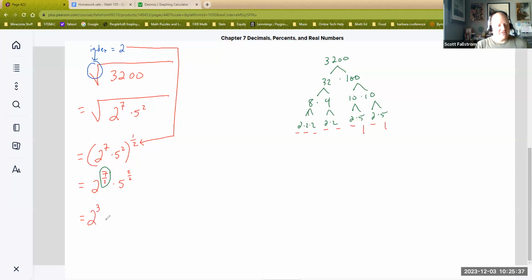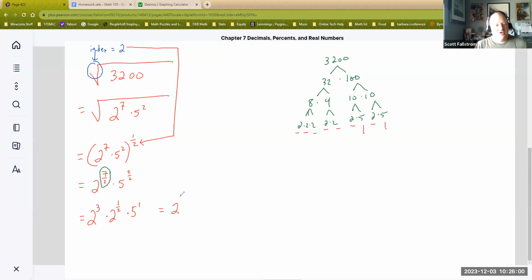3 times 2 is 6. And it leaves you with a 1/2 power. So if you combine these again, you multiply the same base, you're going to add, you get 3.5. So that 3.5 is split up right here. The next one, 5 to the 2 over 2, is just 5 to the 1st power. So now I'm going to put all of my whole number exponents together.